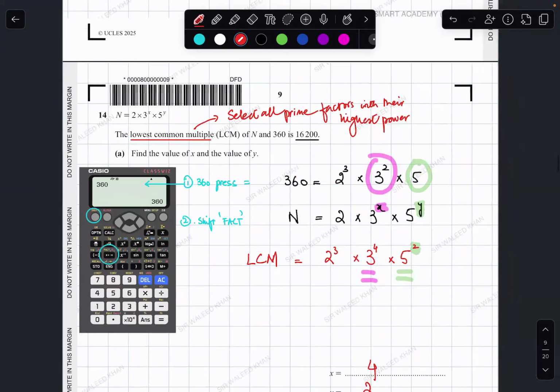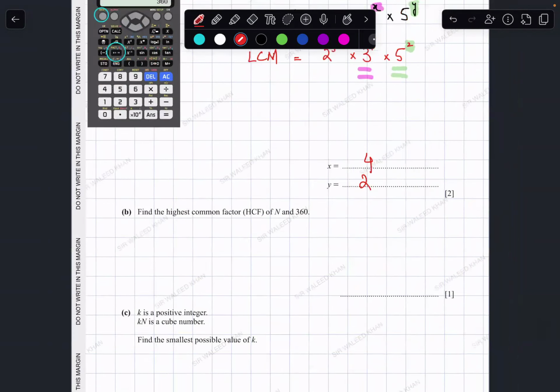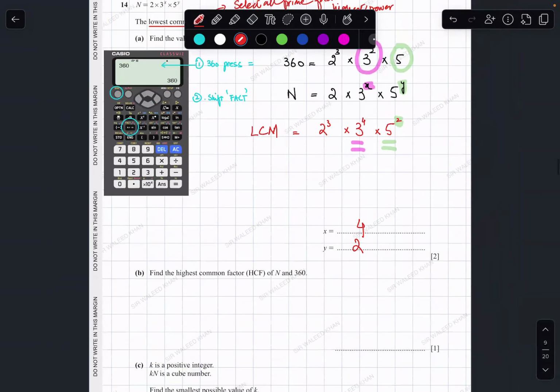Now, find the highest common factor, HCF, of n and 360. Now that we have n, what do we have? n is 2 into 3 power 4 into 5 square, and 360 is 2 power 3 into 3 power 2 into 5.